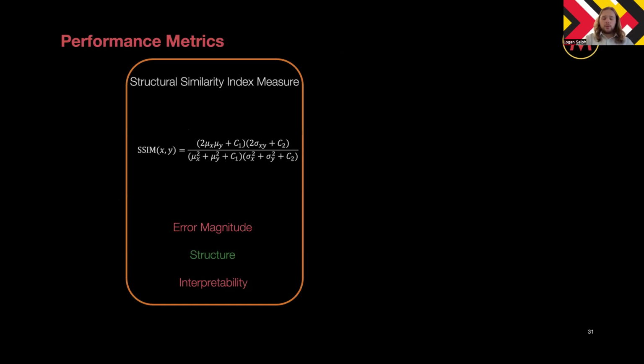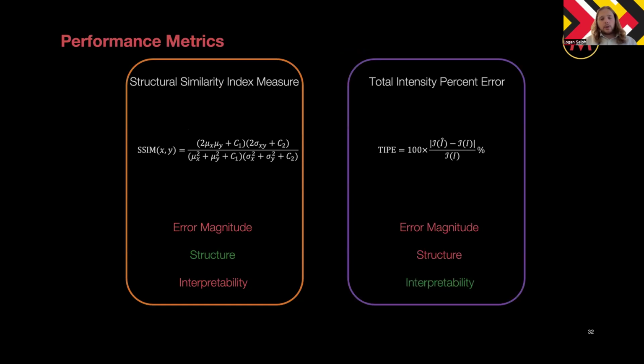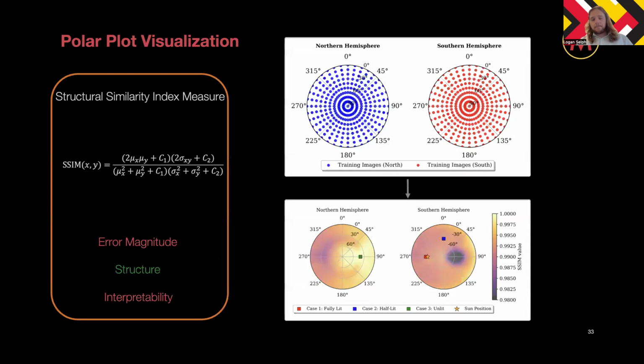I want to talk about the performance metrics we'll be using. The first is the structural similarity index measure. This is very simple. On a scale of 0 to 1, it will assess how structurally similar two images look, 1 being the best and 0 being they don't look the same at all. The second will be total intensity percent error, which is simply the percent error between the total sum pixel values between the two images. We've included this one because it is a little bit easier for new viewers to interpret compared to SSIM if you haven't seen that one before.